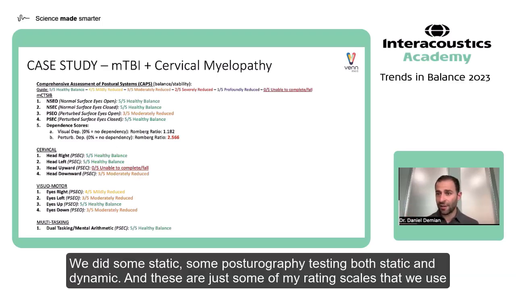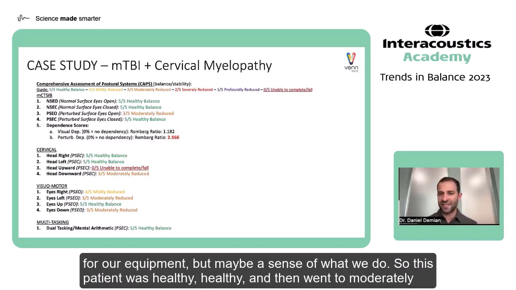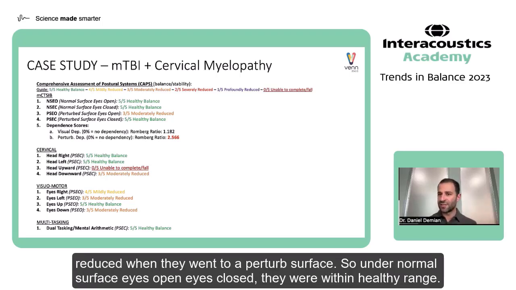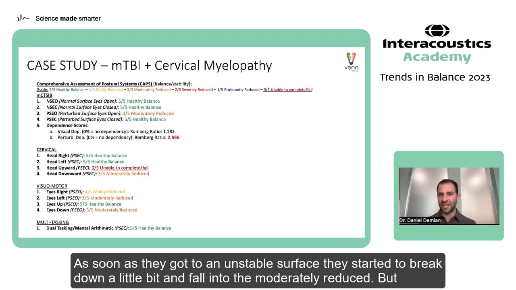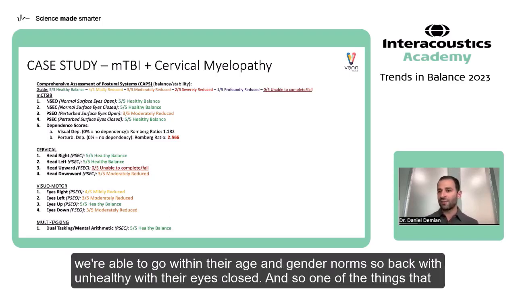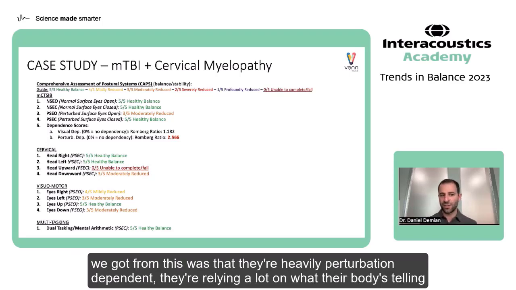We did some posturography testing, both static and dynamic. These are just some of my rating scales that we use for our equipment, but maybe a sense of what we do. So this patient was healthy, and then went to moderately reduced when they went to a perturbed surface. On a normal surface, eyes open and eyes closed, they were within healthy range. As soon as they got to an unstable surface, they started to break down a little bit and fall into the moderately reduced range, but we were able to go within their age and gender norms, back within healthy, with their eyes closed. And so one of the things that we got from this was that they're heavily perturbation dependent.